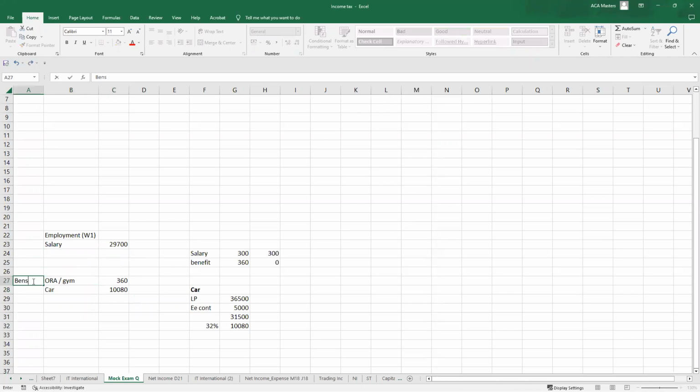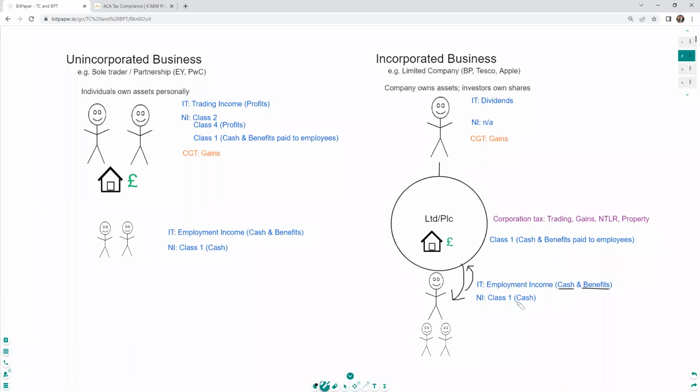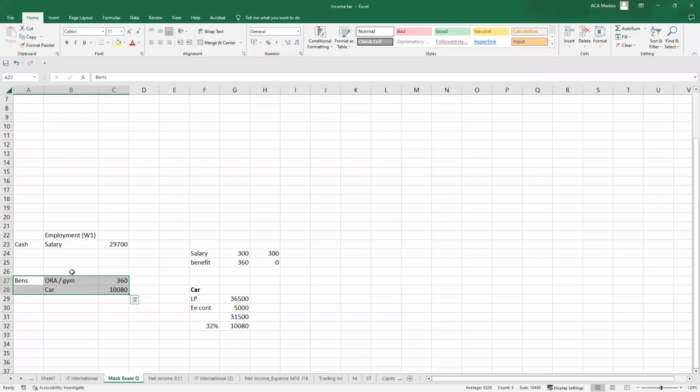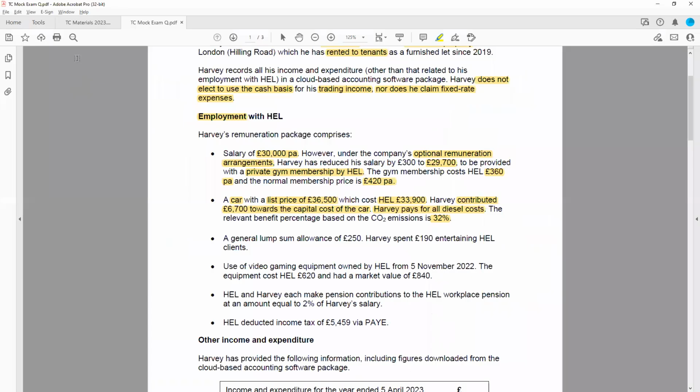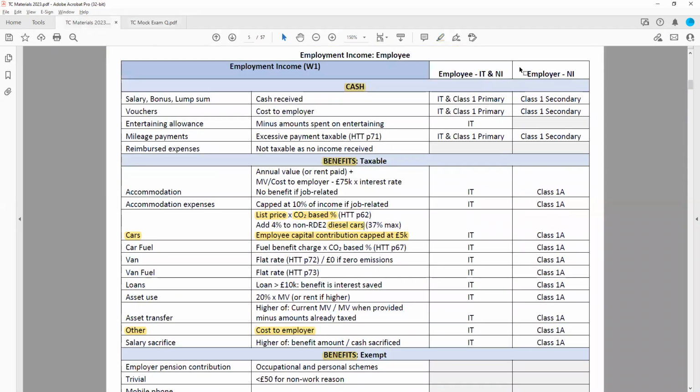That's something I quite like to do sometimes, just so if I do have to work out the national insurance, I know that employee national insurance on the cash and employers, but that's class 1 primary and secondary. And then the benefits, whilst the employee pays income tax on the benefits, they don't pay national insurance on it. The employer pays class 1A. So it can be useful to do that, to split it up between the cash and the benefits. It's an important thing to appreciate that employees don't pay national insurance on benefits, whilst they do on cash.